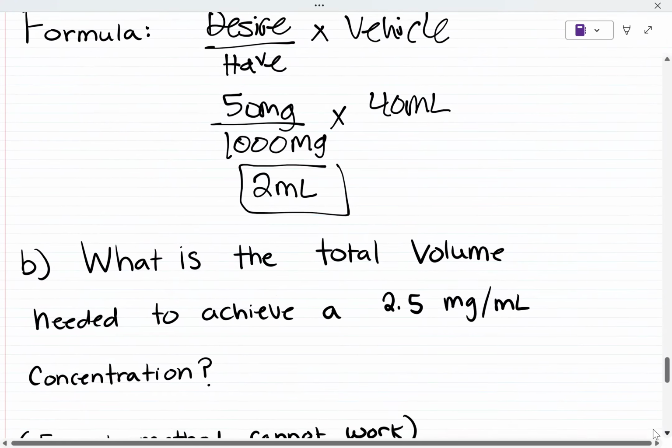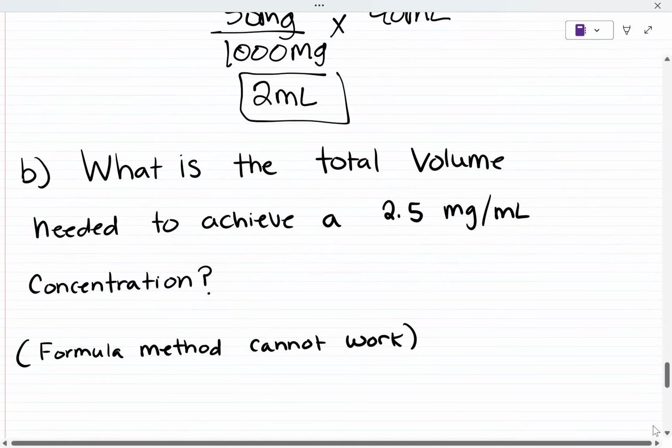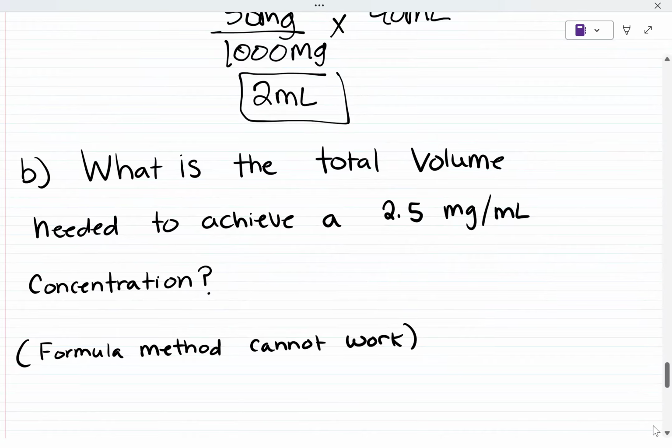Okay, let's do part B. It says, what is the total volume needed to achieve 2.5 milligrams per milliliter concentration? And the formula method cannot work because I believe in the formula, both units have to be the same. They're not. So what is the total volume? They're asking, a volume is most likely going to be milliliters in our case, right?